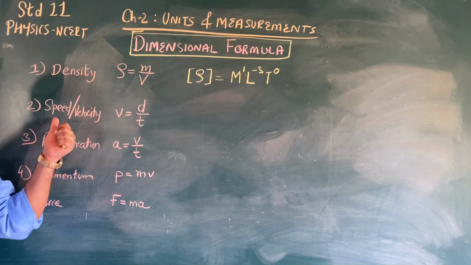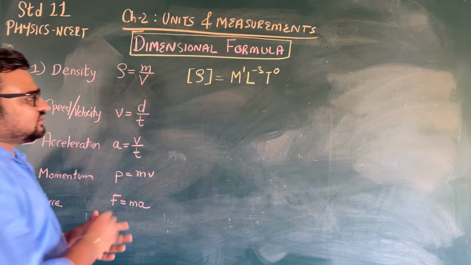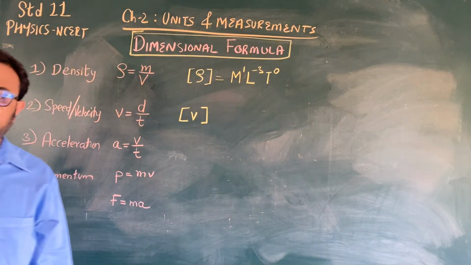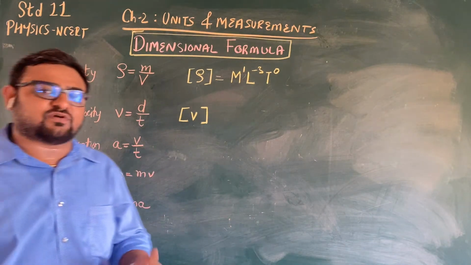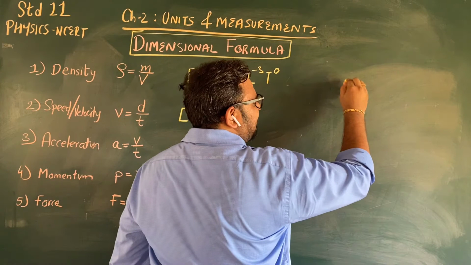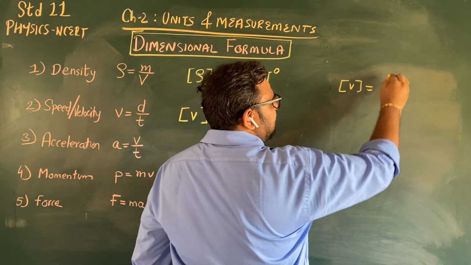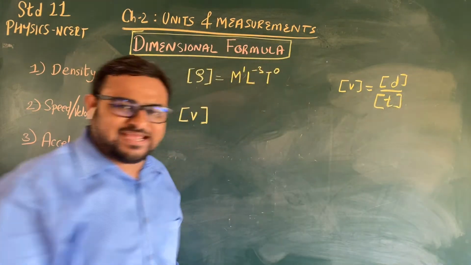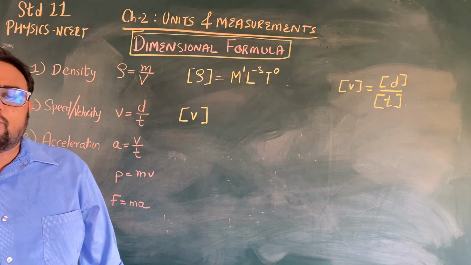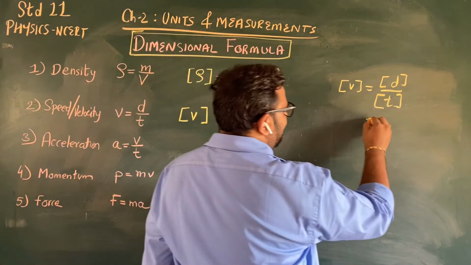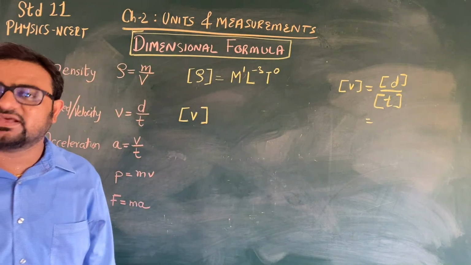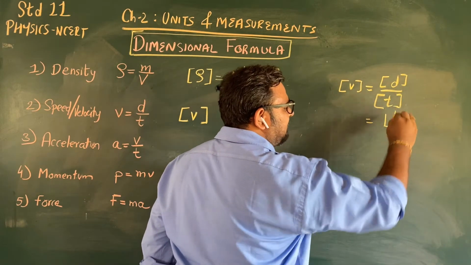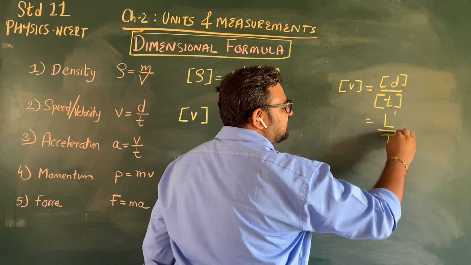That is speed or velocity, right? So we need to find out the dimensional formula for velocity. Remember, the symbol for velocity is small v, not capital V. Capital V is for volume. So what is the formula for velocity? Distance upon time. So dimensional formula for velocity will be equal to dimensional formula for distance upon dimensional formula for time. What is the dimensional formula for distance? Distance means length. So this is L. And as it is only one time, it's 1. Upon, for time, it's T1.